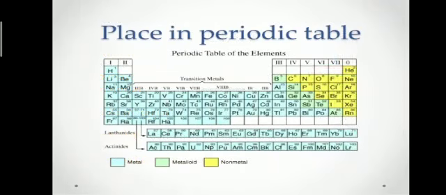Place in the periodic table. The blue section in the periodic table. It means that the periodic table contains a lot of metals. So this all blue portion contains metals.